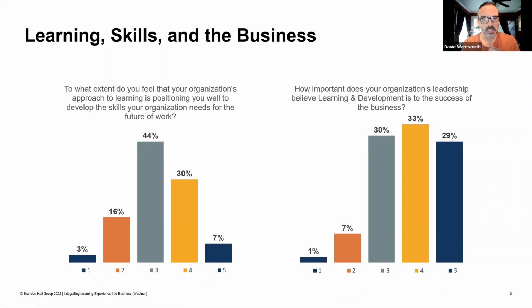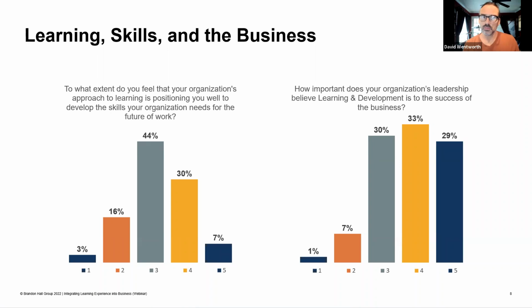And you can see that about 62% of organizations give it a 4 or 5 on a 5-point scale. So that would be very important or critical to the success of the business. So clearly there is a recognition of this important role that L&D plays in the overall success of an organization in achieving their goals.